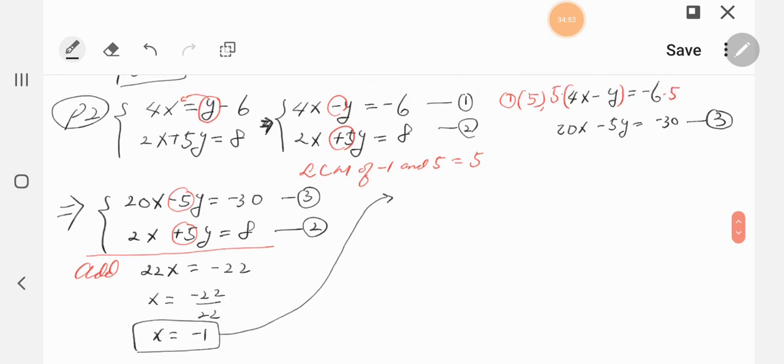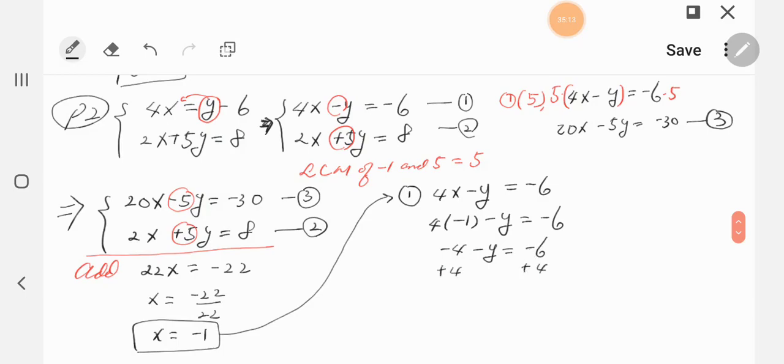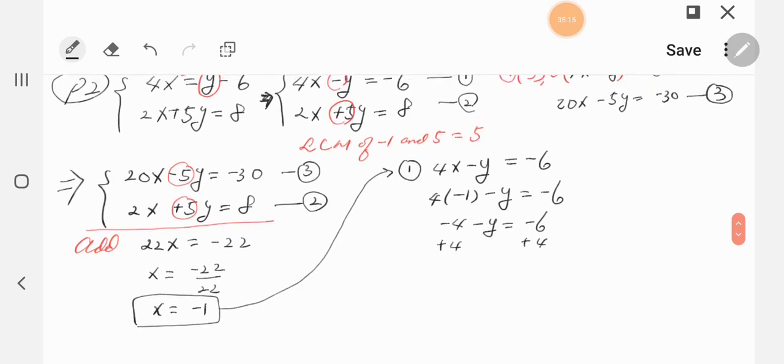The first equation, which is 4x minus y is equal to negative 6. So from here, x is negative 1, minus y is negative 6. Then negative 4 minus y is equal to negative 6. And then move minus 4 to the other side, or you can just add 4 to each side. Then negative y is equal to negative 2. Then multiply each side by negative 1, so y is equal to positive 2.